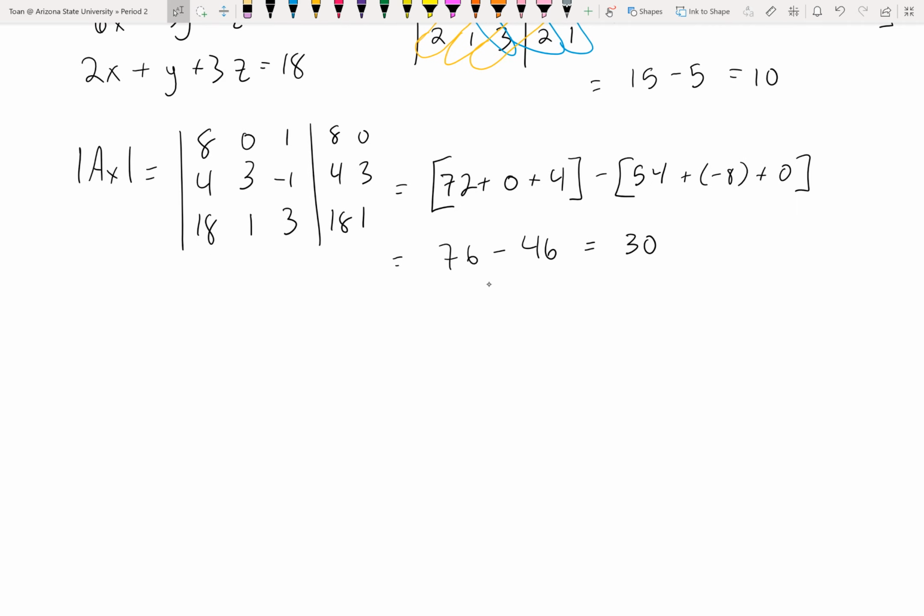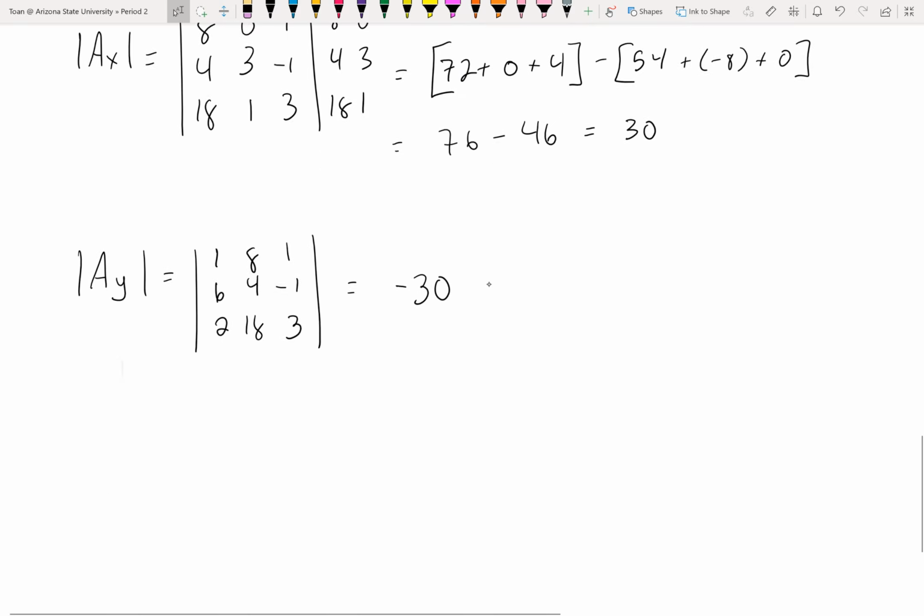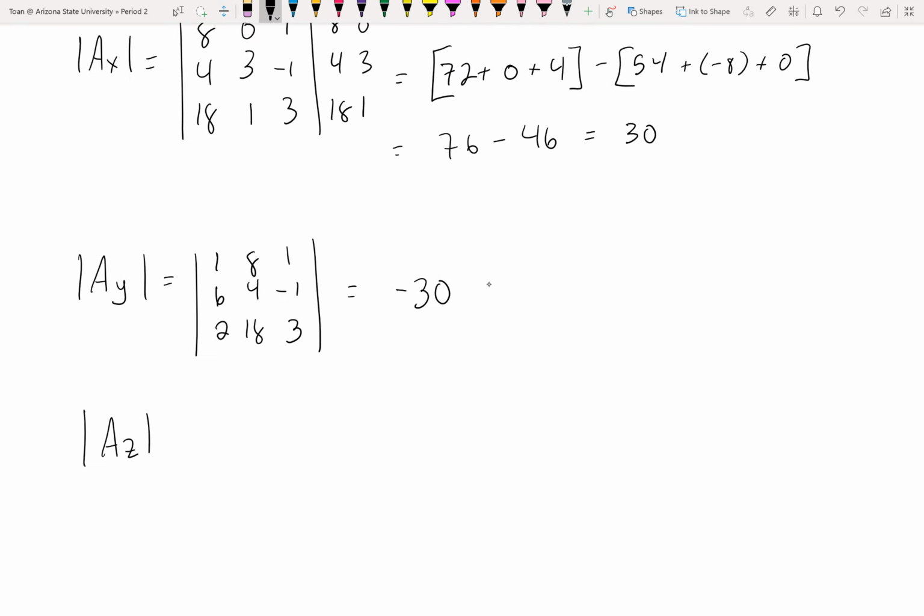And then just repeat a sub y. So the x column stays the same, 1, 6, 2. And then the y column becomes 8, 4, 18, and 1, negative 1, 3. Do you guys get the idea? Can I just fast forward through the answer? So if you did do the diagonals, if you did copy the columns, you're going to get a negative 30 here. And then a sub z, excuse me.